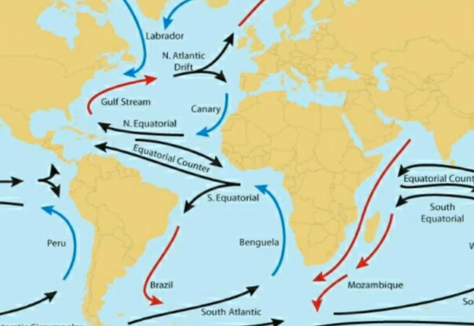Now we will move on to the currents of the Atlantic Ocean. The first one is the Eastern Greenland current. It is a cold current which flows towards south and meets the Labrador current, which is also a cold current. And these two currents join the Gulf Stream near the Labrador Peninsula of Canada.